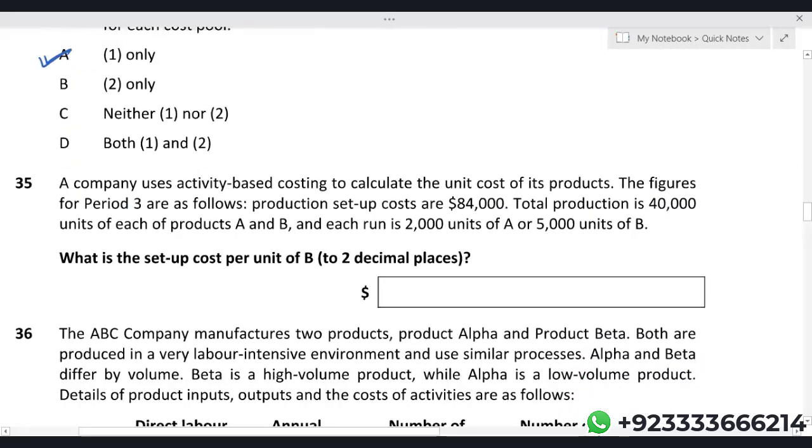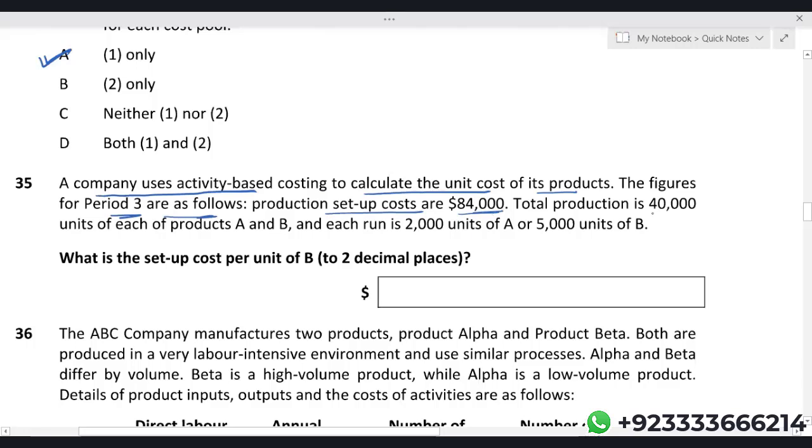Okay, now. A company uses activity-based costing to calculate the unit cost of its product. The figures for period 3 are as follows. Production setup cost is 84,000. I would say again the same thing. Total setup cost they have given us. All you need is total setup divided by total number of setups, which will give us per setup cost.